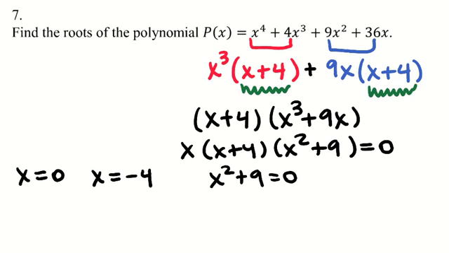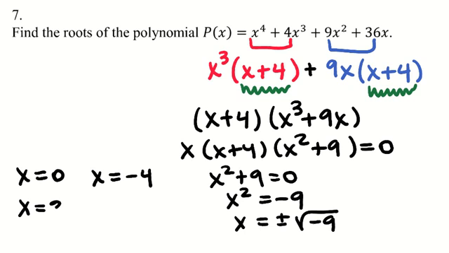And we know how to solve that. We just kind of subtract 9 from both sides. The square root of negative 9 is going to be 3i. So that'll be plus or minus 3i. And then there again, look, complex roots of polynomials coming in conjugate pairs.